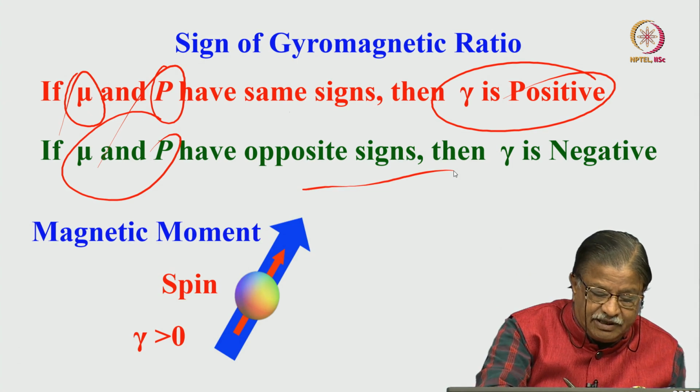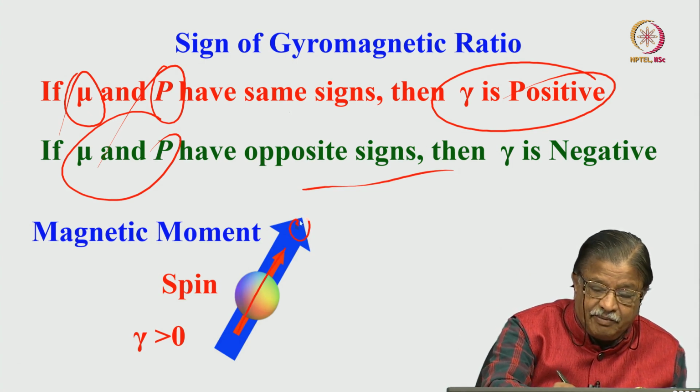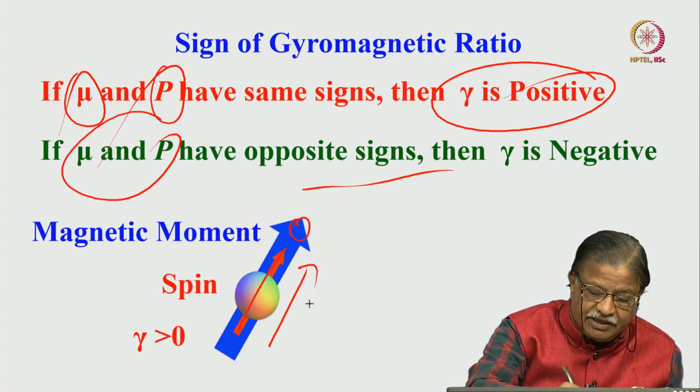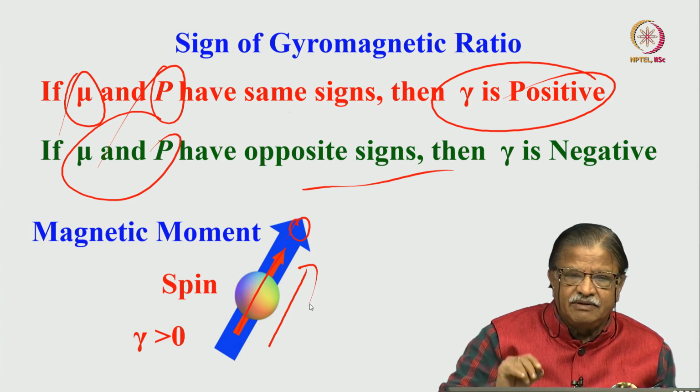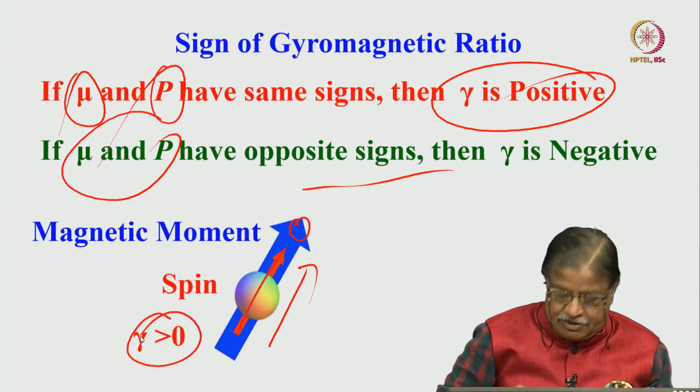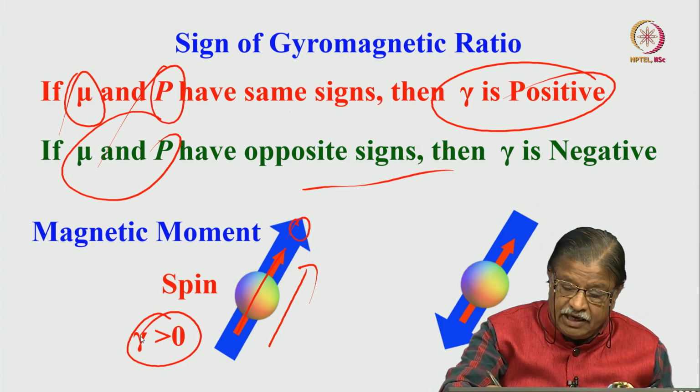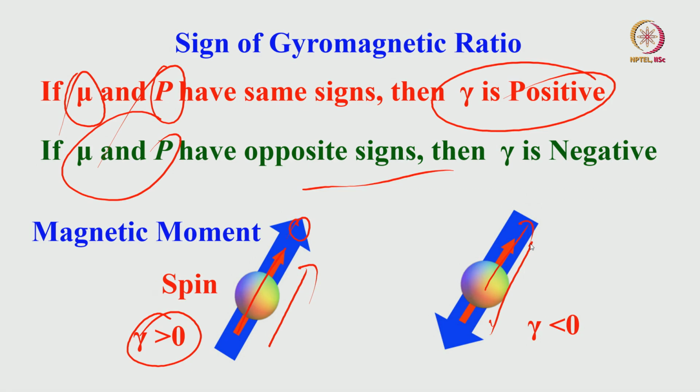This is the magnetic moment, this is the nuclear spin, this is a magnetic moment. If they have the same orientation, the same positive sign, gamma is greater than 0, positive. And if they are opposite, that is, the angular momentum is like this and the magnetic moment is like this, they have opposite signs, then gamma is negative. So what? You may ask me a question, okay, gamma is positive, gamma is negative, how does it matter for us?